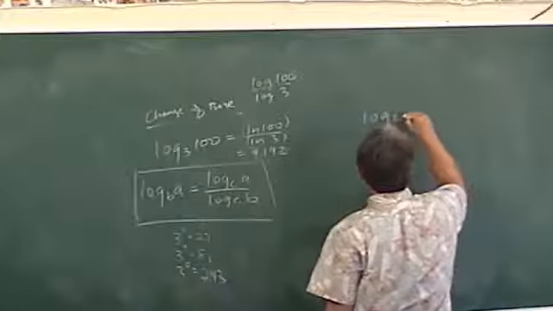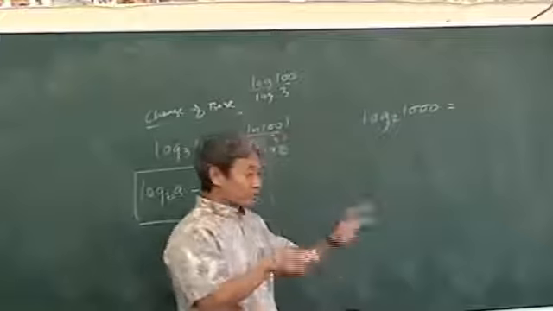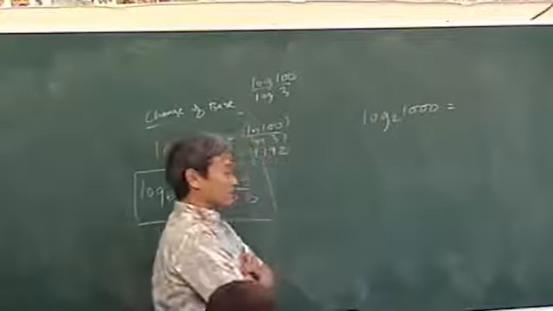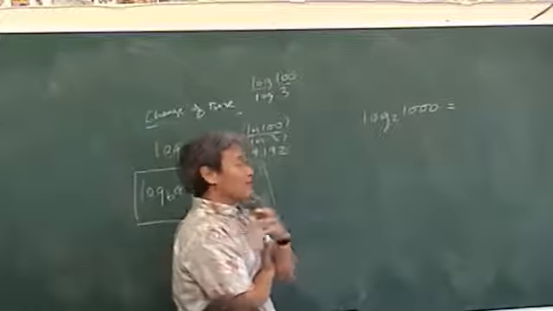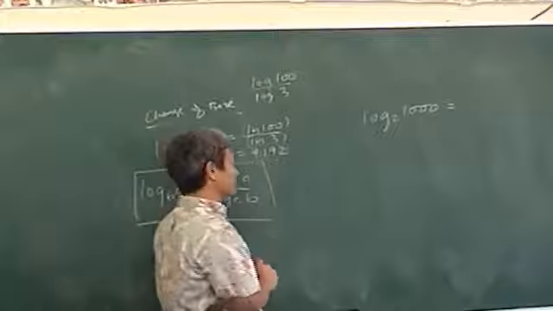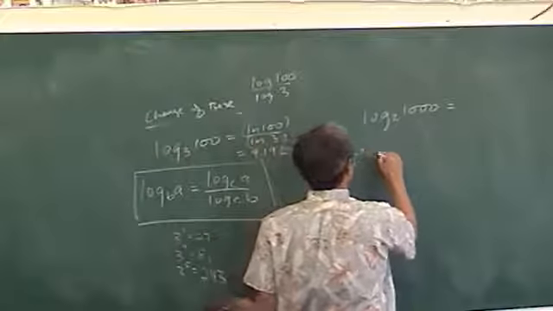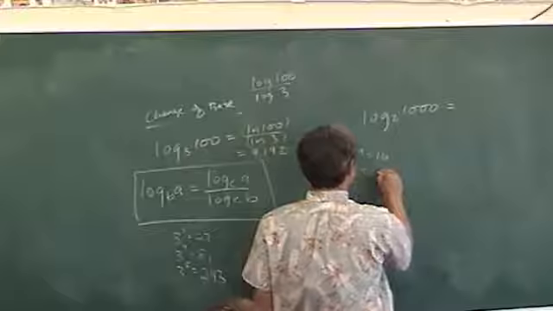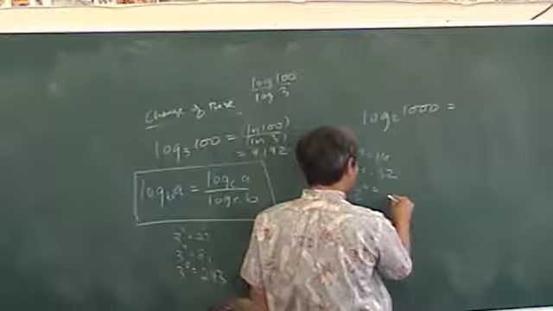Log base 2 of 1,000. Okay, tell me, what is this number? Wait, don't use your calculator yet. Is it 1 point something, 2 point something? Come on, you've got to get used to numbers. Okay, what is something we know? 2 to the 4th is 16. 2 to the 5th, 32. Come on, you're supposed to have these memorized.